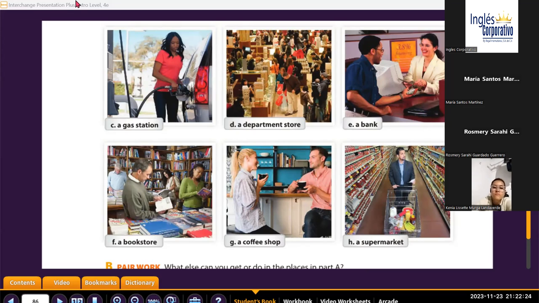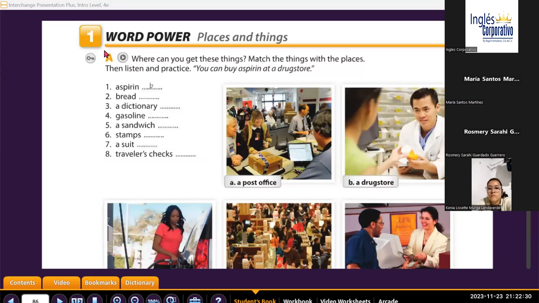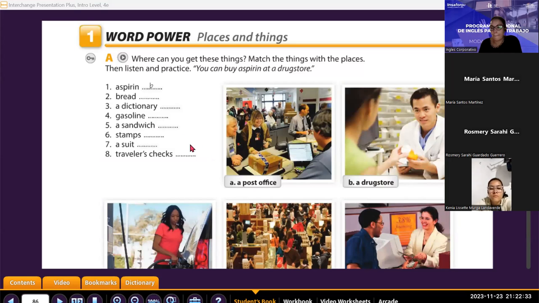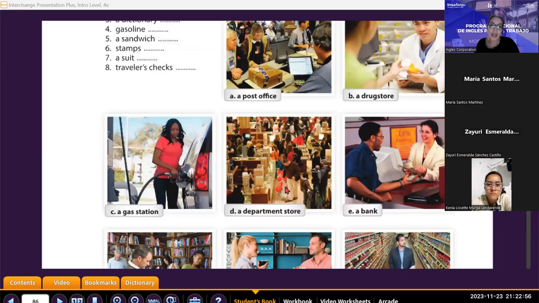Any other question? Okay, so let's continue. Where can we get stamps? A post office. At a post office, yes. A suit? A supermarket. A suit? In a supermarket? Department store. Hmm? Department store? In a department store, uh-huh. A suit. We can get a suit in a department store. Let's listen.